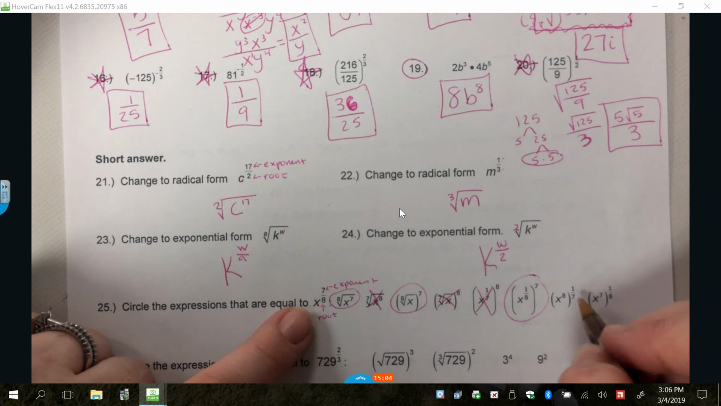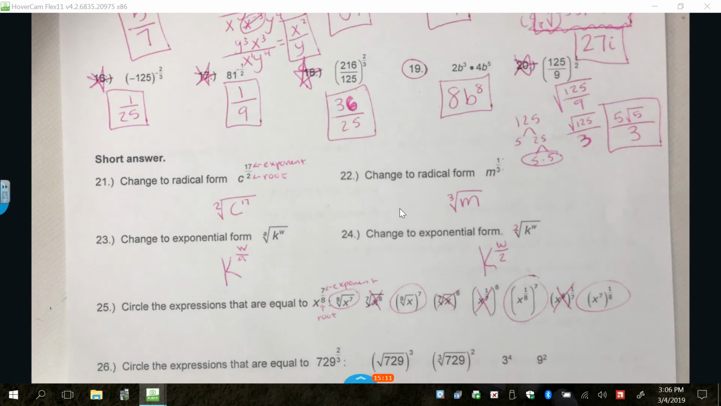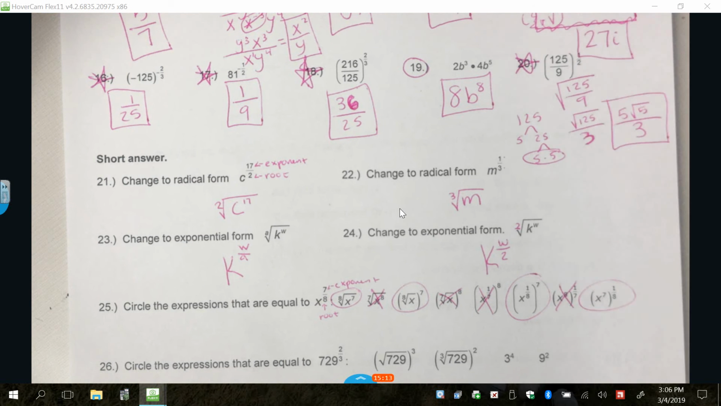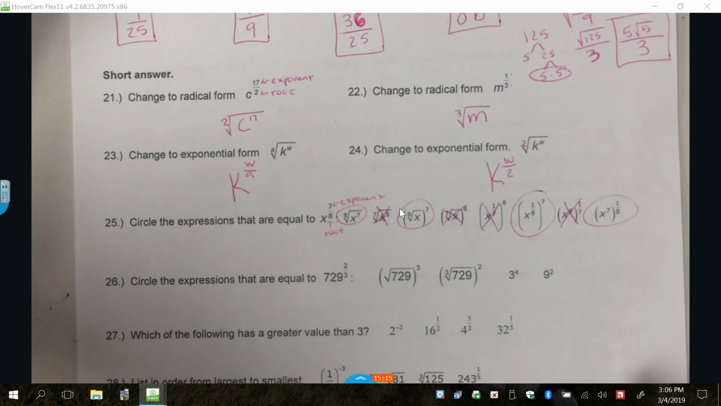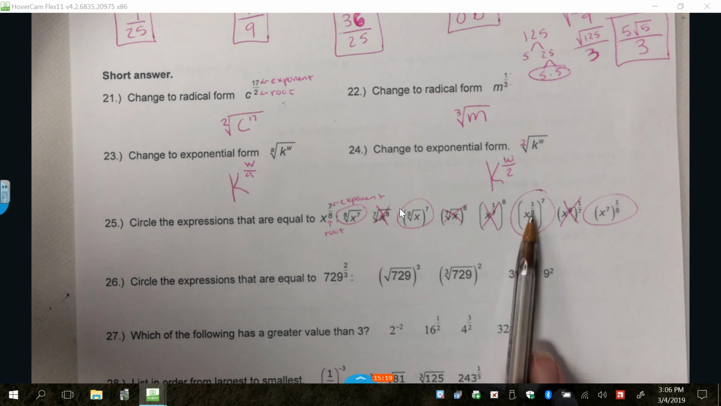This is saying 8 is your exponent, which is wrong. 7 is your exponent. 1/8 means that's your root, therefore that is correct. Remember, when it's on the bottom of a fraction, that's your root. So this is saying the 8th root. This is saying the 8th root.